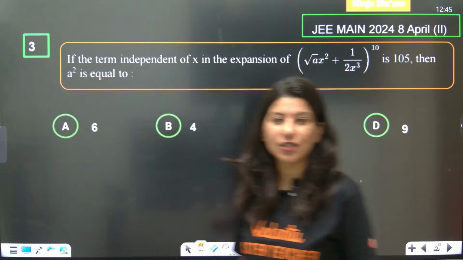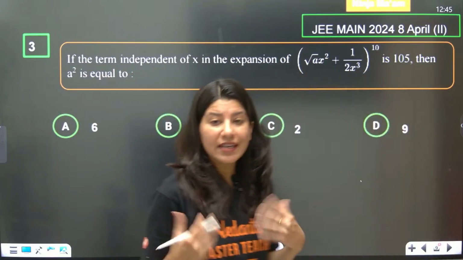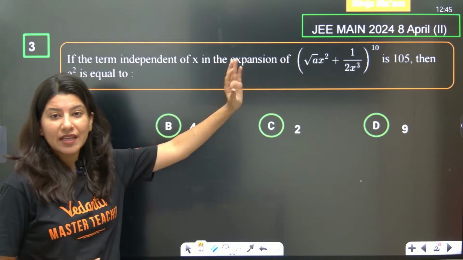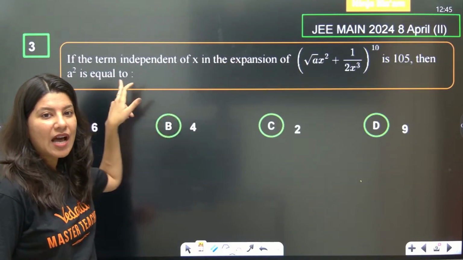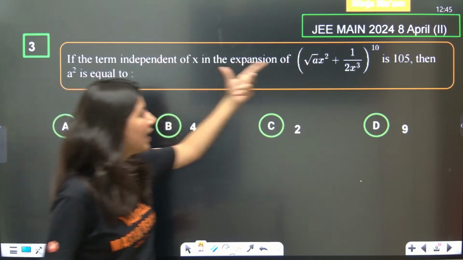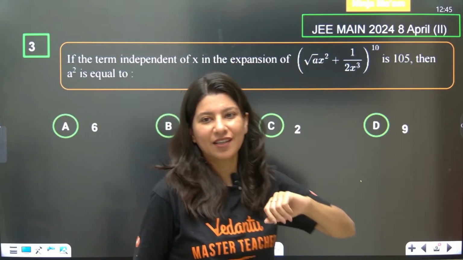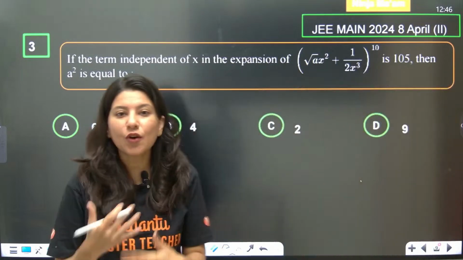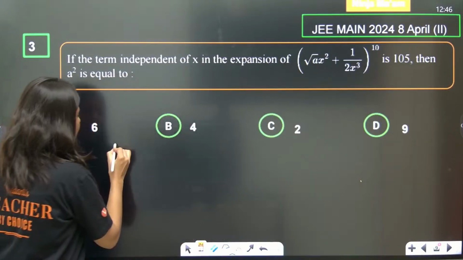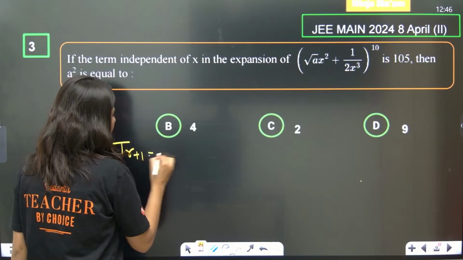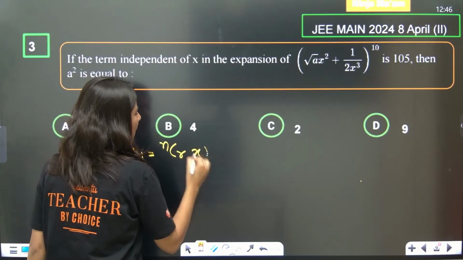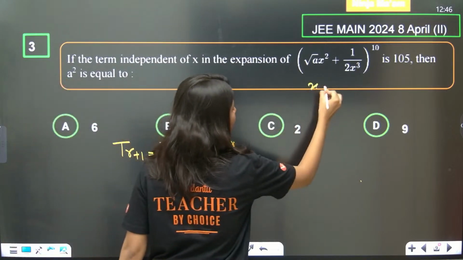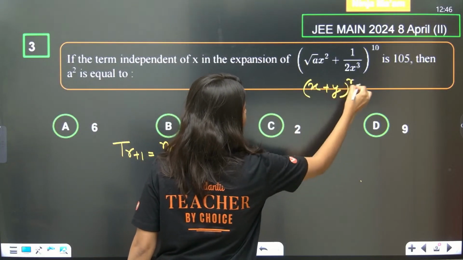Yes. Next question. So this is again a very, very important question, where in binomial theorem they give you a binomial expression. They will ask you term independent of x in expansion of this. So what is the concept? General term. Can anybody tell me general term formula? TR plus 1 is NCR, x power n minus r, y power r. Here the expansion is x plus y raised to power n.